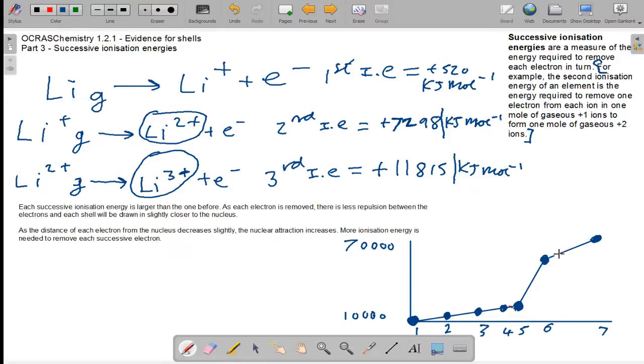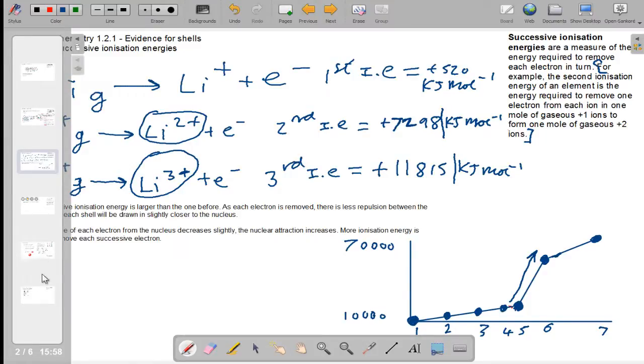So if you look at this graph here, at the 5th ionization energy the energy requirement becomes so high that lithium can only have a maximum ionization energy of 5. So 5 electrons can be removed for lithium. And as the distance of each electron from the nucleus decreases slightly, the nuclear attraction increases, so more ionization energy is needed to remove each successive electron.